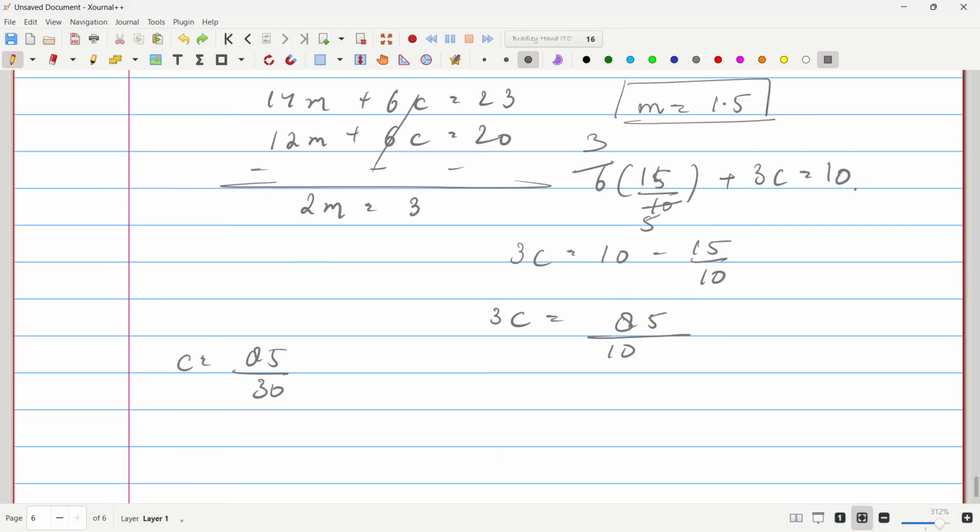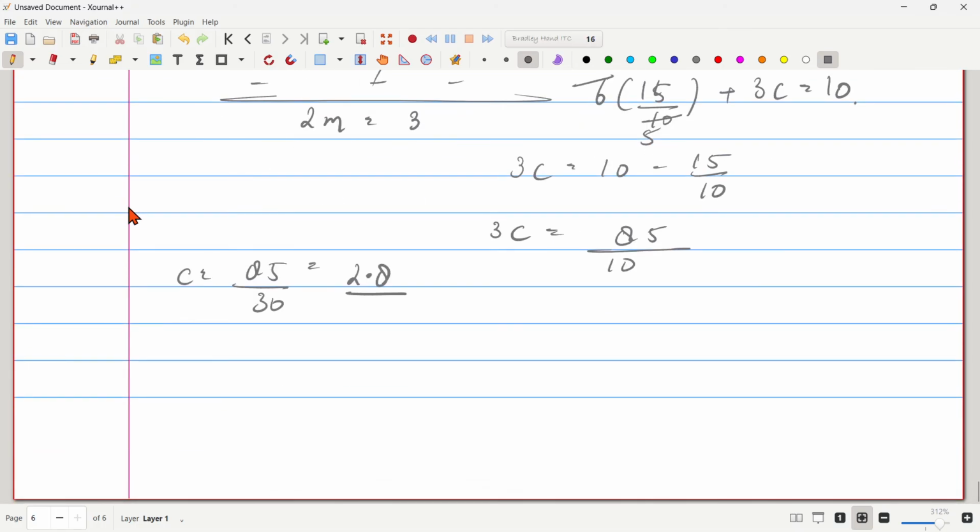So you can simply solve this. Let me calculate this. So this will be around 2.8. Now we have to find the least square. We got the values of m and c. So y is equal to mx plus c is the main equation, where m is 1.5 and c is 2.8. So we got the values of m and c.